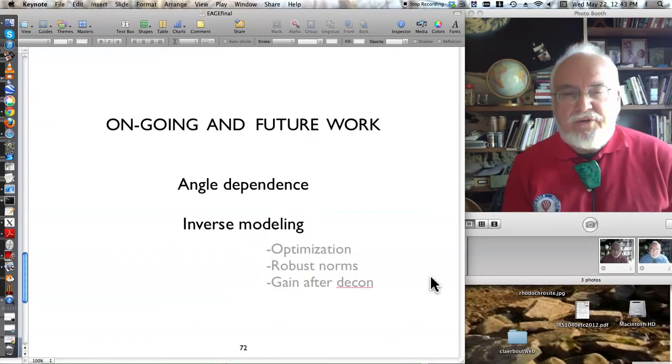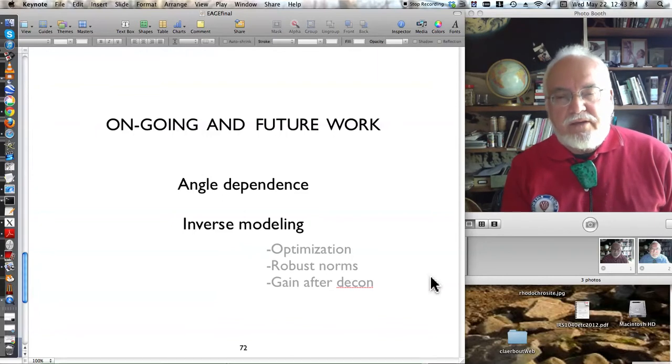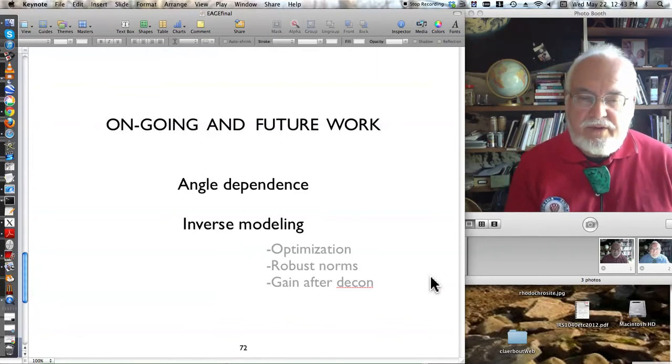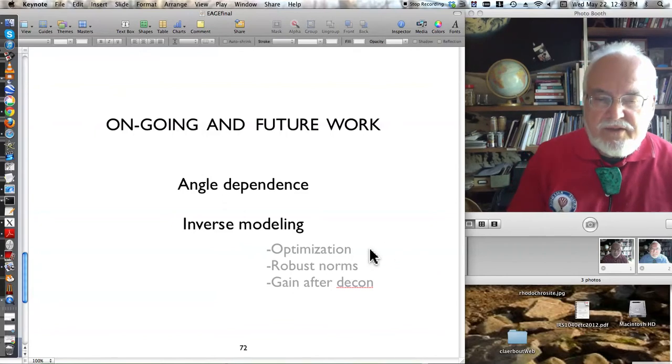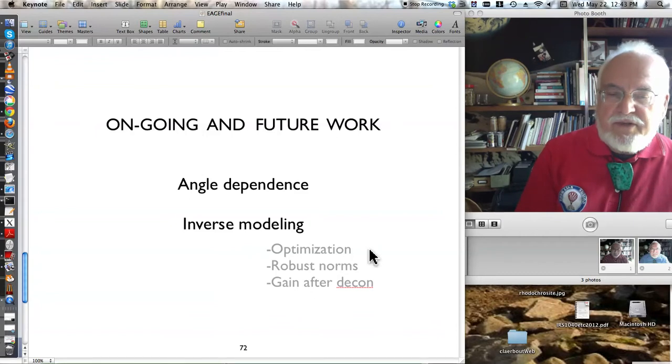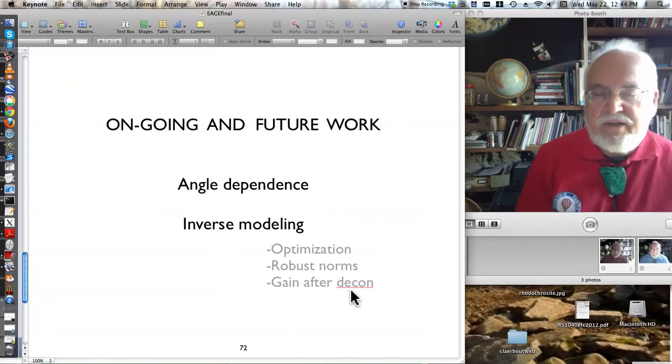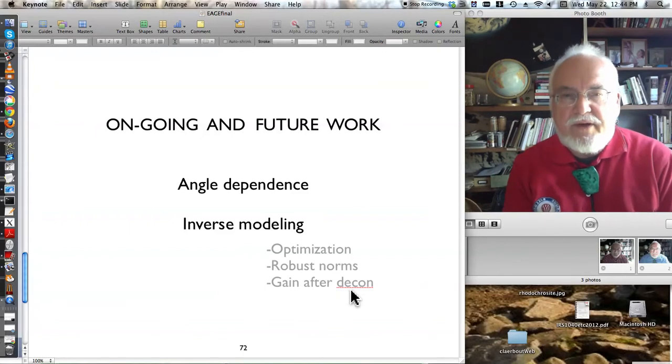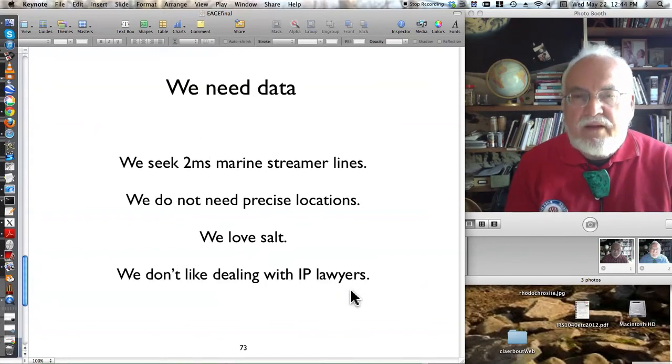For our ongoing and future work, we are working on developing more angle dependence in these functions, and we continue to do inverse modeling. Sorry, there wasn't time for that here at the EAGE meeting. For inverse modeling, we're using optimization theory and robust norms. An interesting thing we're doing is that convolution does not commute with gain, and seismic data needs to be gained. We think we know how to handle that in principle, and we can improve our results by doing things right. We need more data. We'd love to show you more results, but we need more data for that.